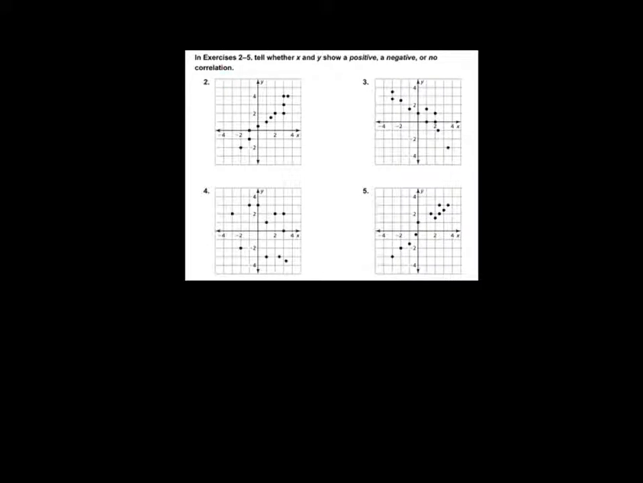or no correlation. If you look at problem 2, you should notice that our data tends to slope up from left to right. So as x is increasing, so is y. That is called a positive correlation. Just like with slope, if it's sloping up from left to right, it's positive. If you look at number 5, it also shows that same positive correlation.